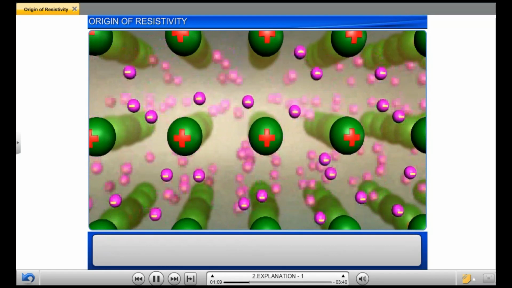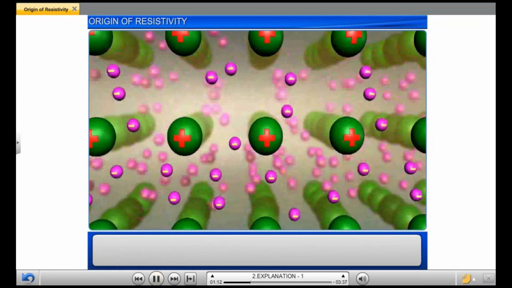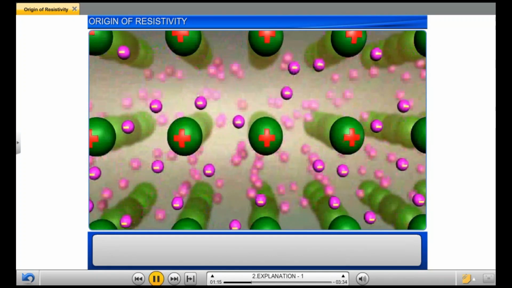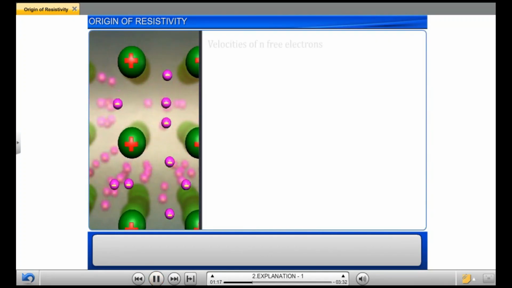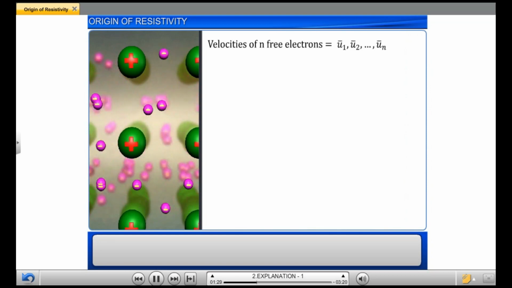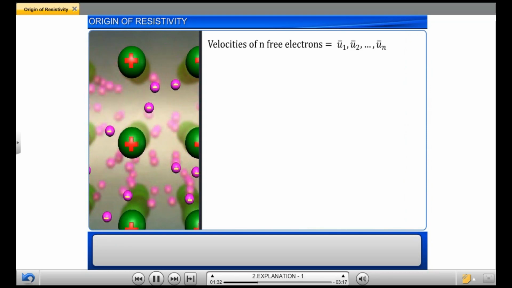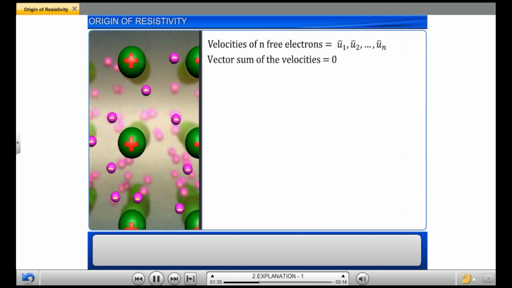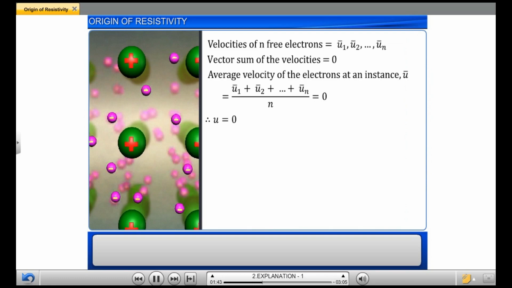As the conduction electrons move at random, they have different velocities in different directions. Let the velocities of the free electrons at any given instant be u1, u2, and so on up to un for n number of electrons. As the directions of the velocities are random, the vector sum of the velocities of all the electrons is equal to 0. Hence, the average velocity of all the electrons at the instant, u, is equal to 0. Let this be equation 1.